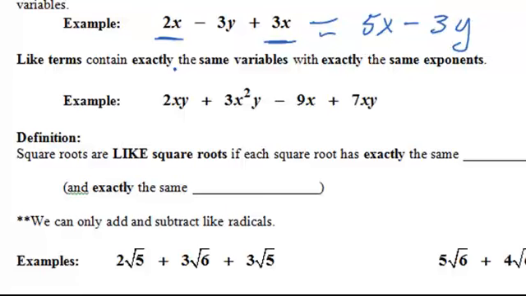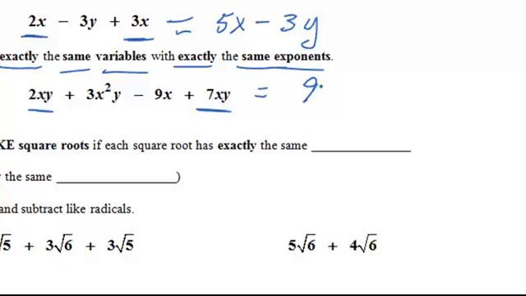Now, remember, like terms contain exactly the same variables, right? With exactly the same exponents. It wasn't enough to have them both be x's. They had to have the same power. So looking down here, every term has x's and y's, right? But this one has xy to the first power. They're both to the first power. So I can't combine that with this. I can't combine that with this, but I can combine it with this. So I have 2 of these plus 7 of these. I get 9 of them.